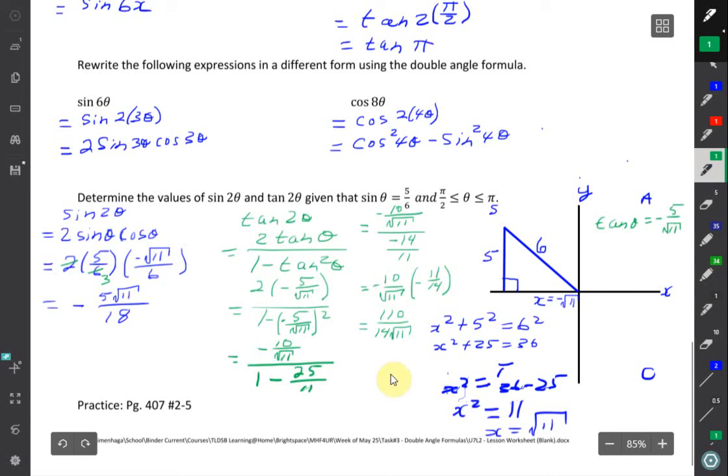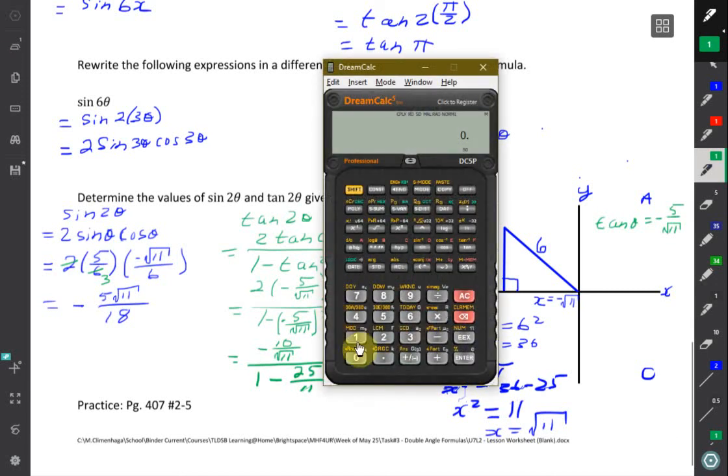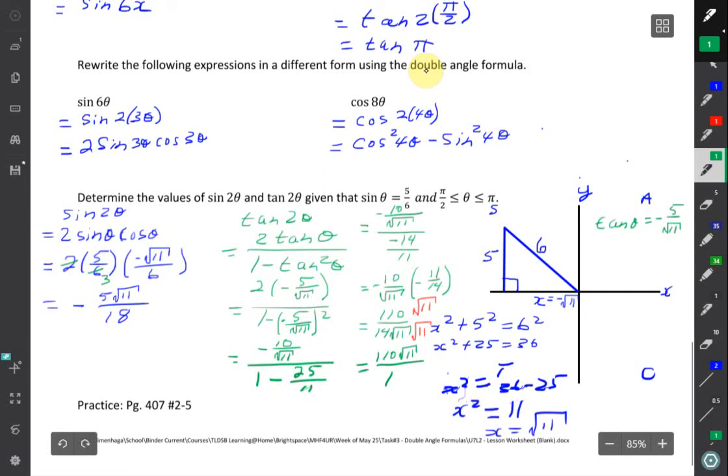The final step is to rationalize. I need to multiply the denominator by root 11 and do the same to the numerator. That leaves me with 110 root 11 all over 14 times 11 equals 154. Now you can go ahead and try the practice.